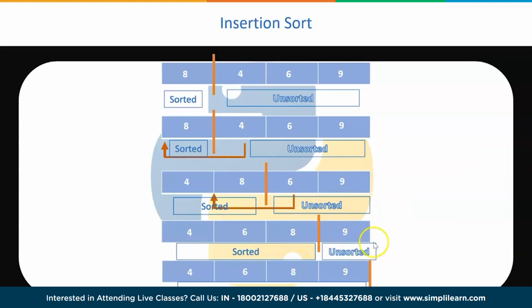Now again I'll compare 9 with 8 and it's already greater than 8. I don't need to swap it and I'll not go any further and I'll stop it over here. So that's how my sorted list will get created. So my final list is 4, 6, 8, 9 and we'll see that with an example.